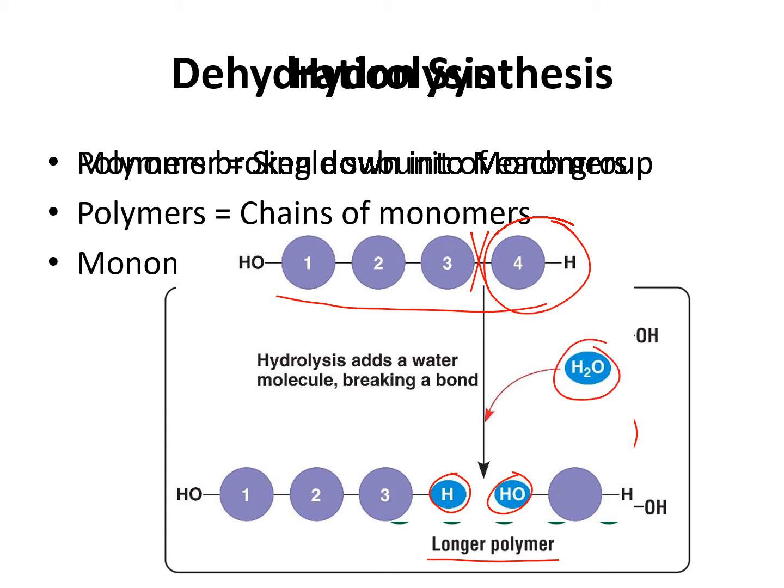So a molecule of water is broken in half. The hydrogen will make the covalent bond to one subunit. The hydroxyl will make the covalent bond to the other subunit. So because during this process, it appears as if a molecule of water is being split, this process is called hydrolysis, so water splitting.